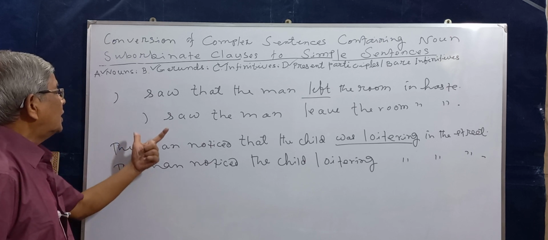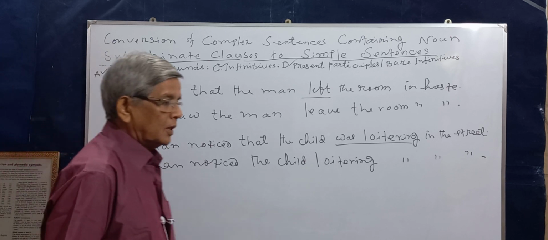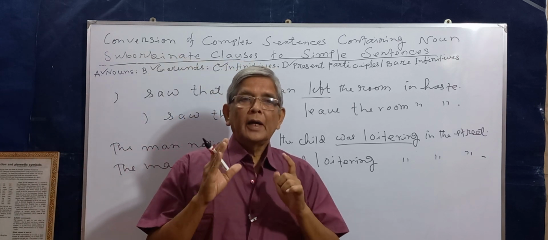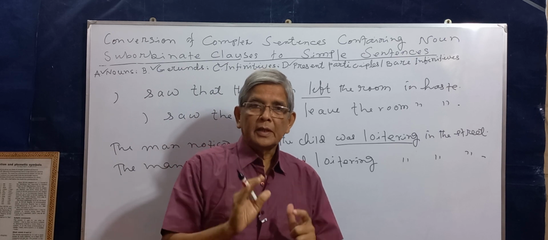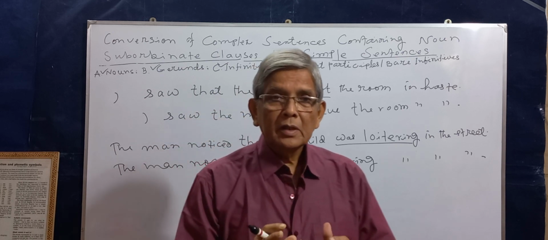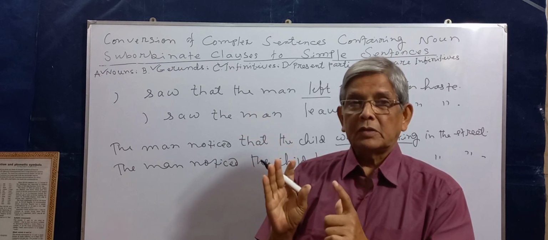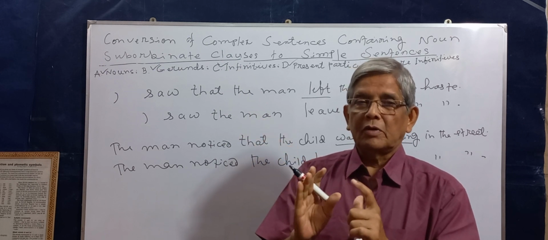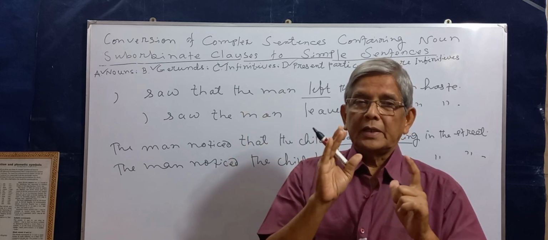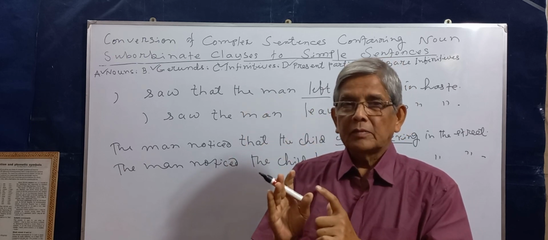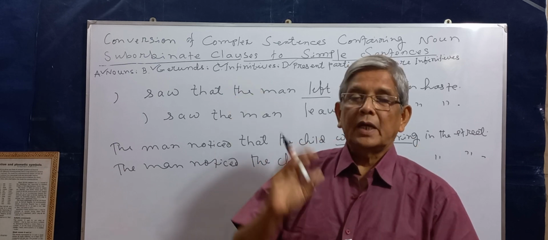We can use other verbs of perception here too. For example, I hear that somebody is shouting over there. I hear, simple present tense; somebody is shouting over there. Is shouting, present continuous tense. So the simple form: I hear someone shouting. I hear that someone is shouting, complex. I hear someone shouting over there.